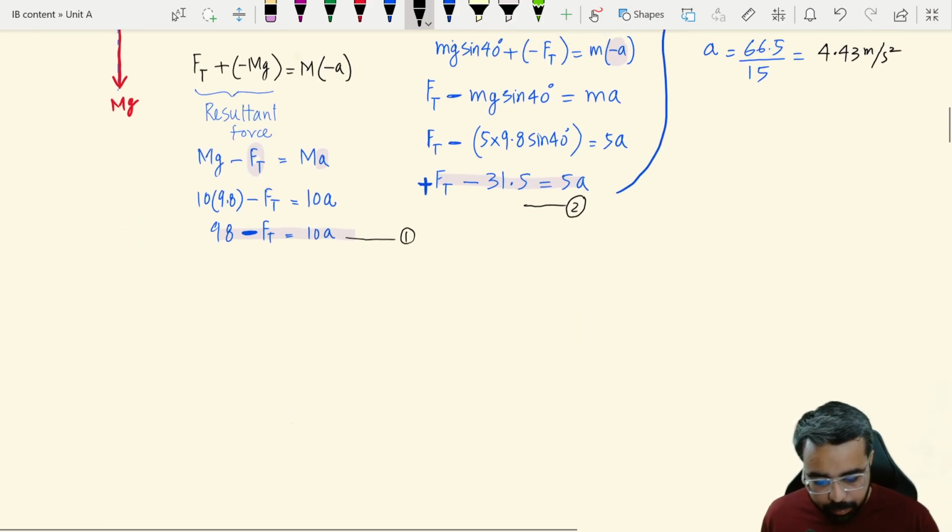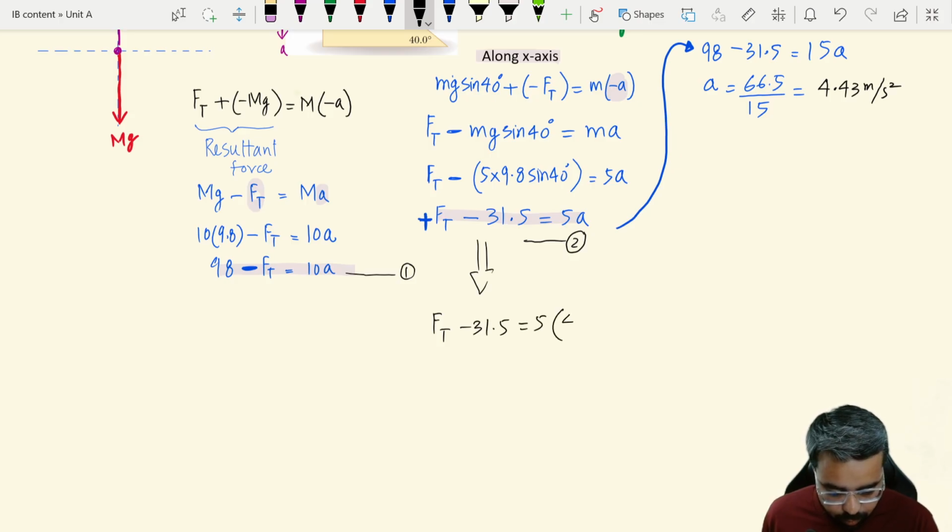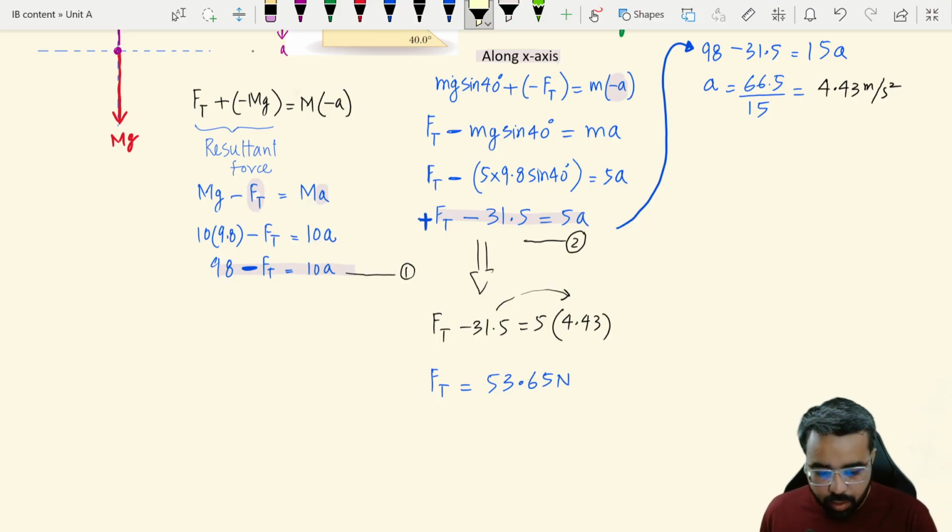Now, if you put the value into any of the equations, for example in this equation, the acceleration is 5 into 4.43, and then you can take this negative 31.5 to the other side, and the magnitude of the force of tension will be 53.65 newtons. Okay students, so this is our final answer.